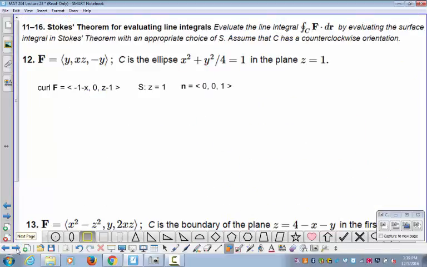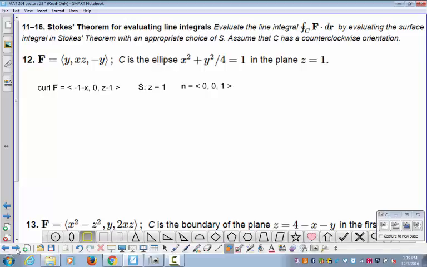Stokes' theorem here, they say, evaluate the single integral by evaluating the surface integral. So here they're saying, don't do the single integral, do the double integral over the inside, it's easier. So we've got a vector field. We've got this ellipse that's hovering at a height of 1 above the xy plane.